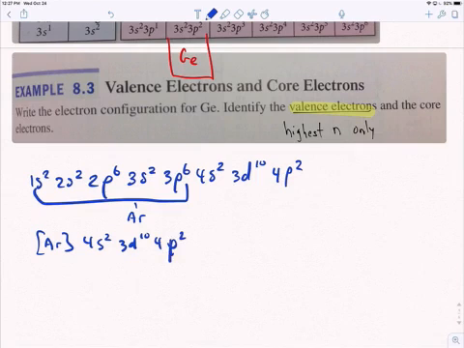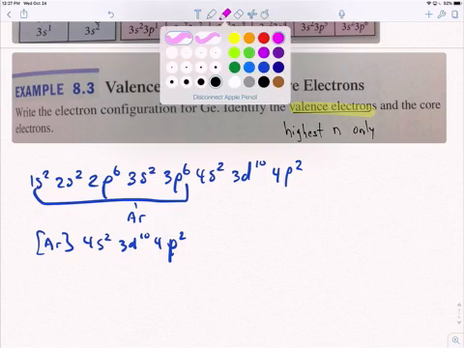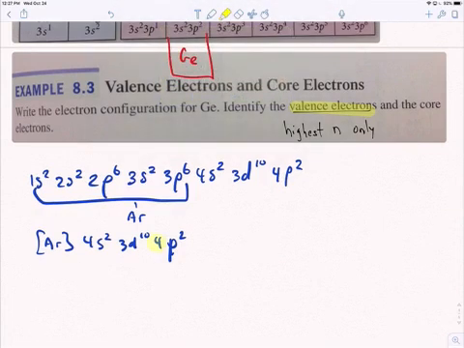You can only do that when you put in the electron configuration. You can only do it for noble gases. Can't do it for anything else. And then identify the valence electrons. I'll put it in yellow. They are the 4s2 and 4p2.